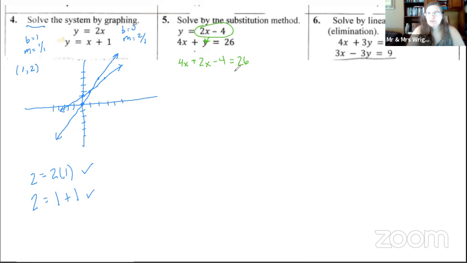Now, my first step in doing this is to combine like terms. I want to simplify my equation. So it's going to be 6x minus 4 equals 26. Then I can begin to solve.